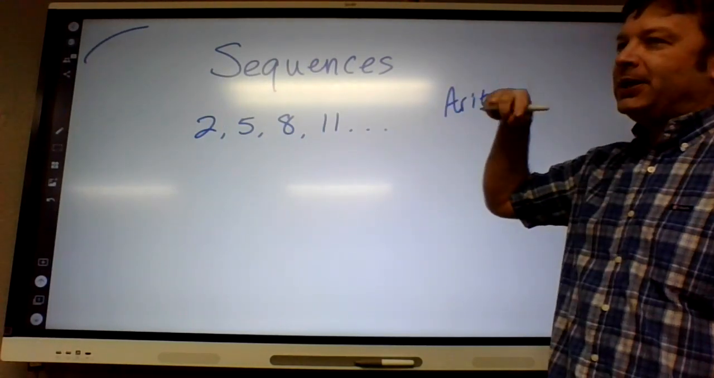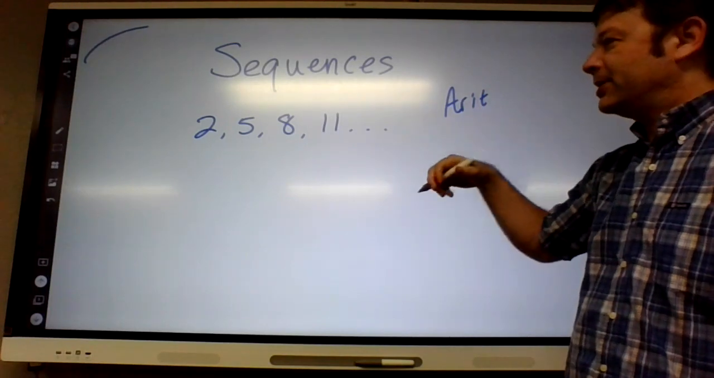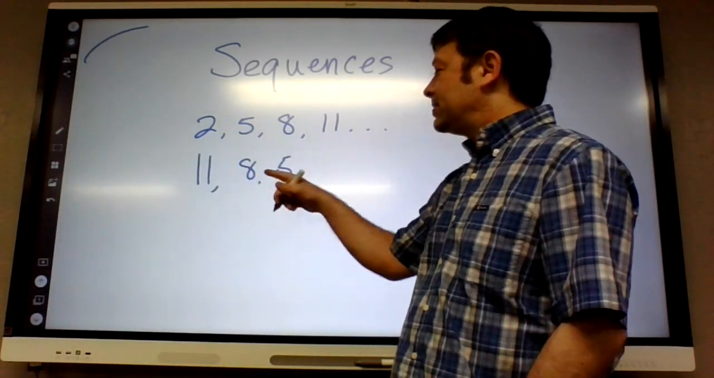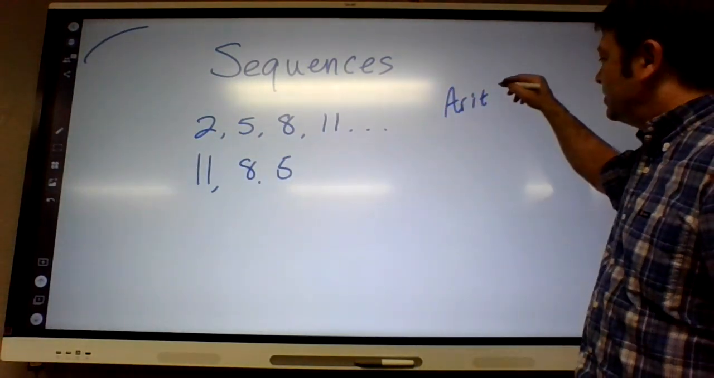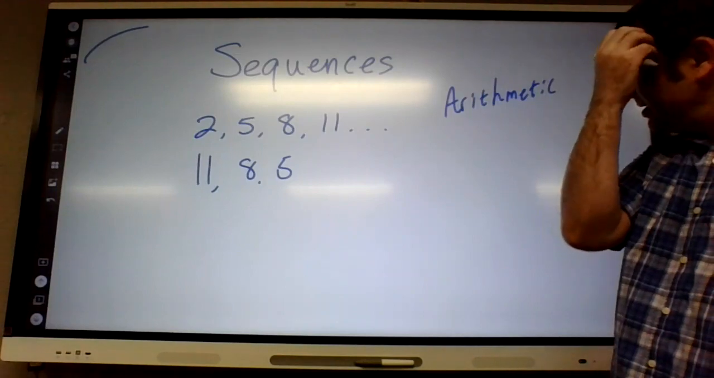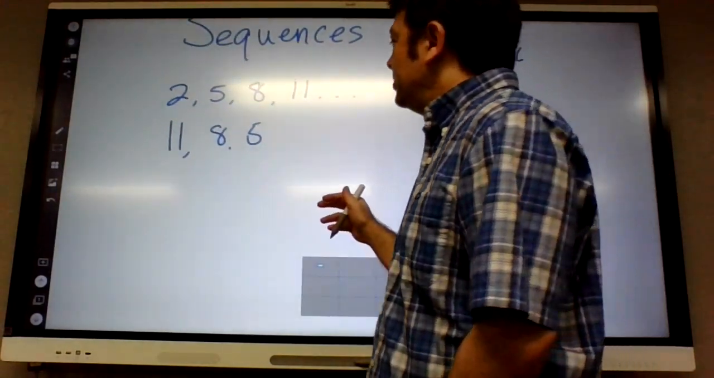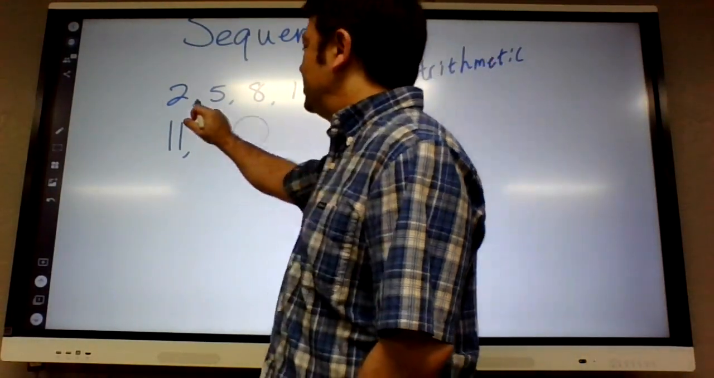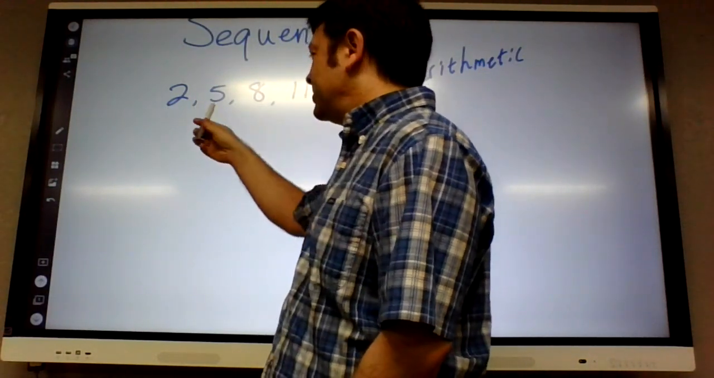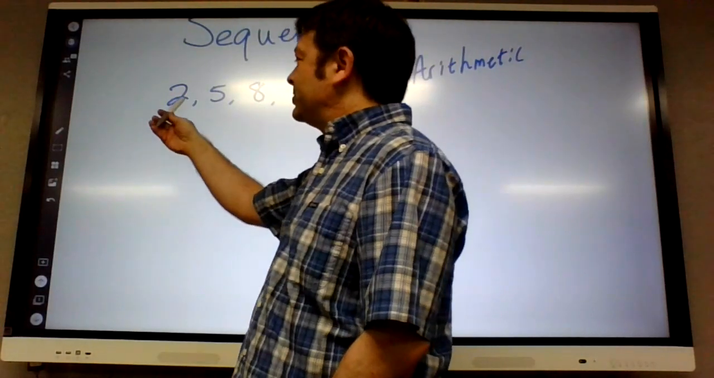And you could be adding negatives also, so it could be going like 11, 8, 5, you know, that's like adding -3. Arithmetic sequence is when you add the same numbers over and over. I could write this sequence. So the pattern is plus 3. So what we're going to do is back up 3.